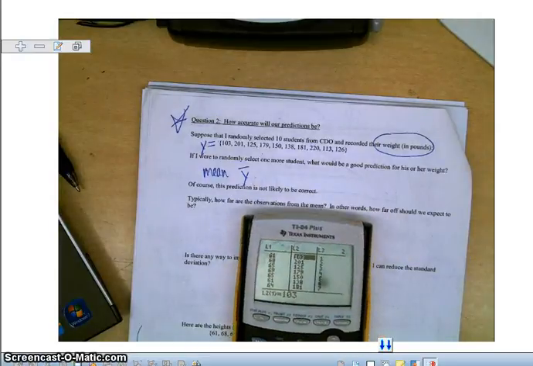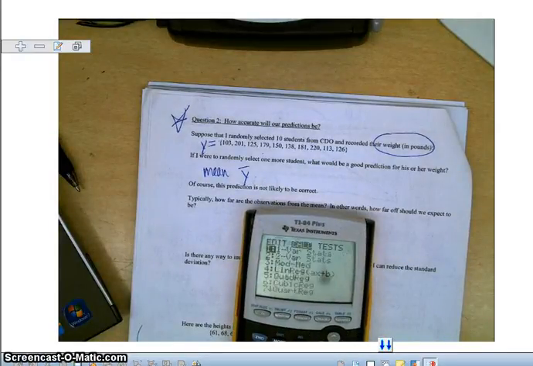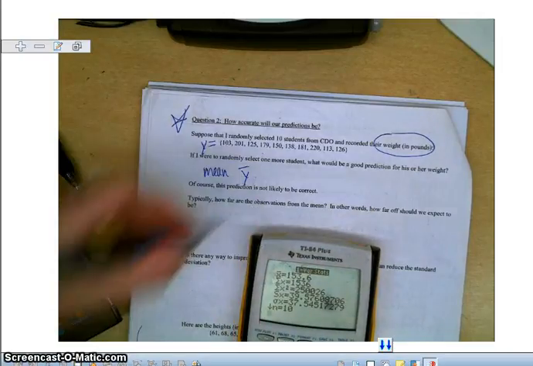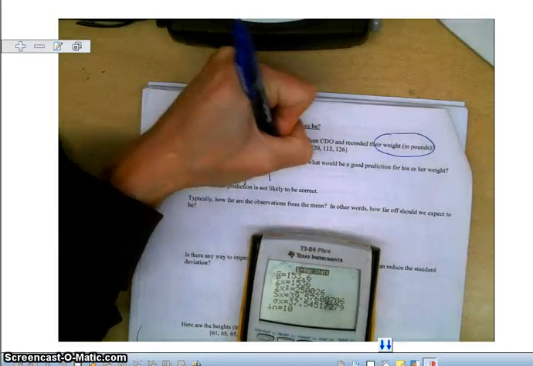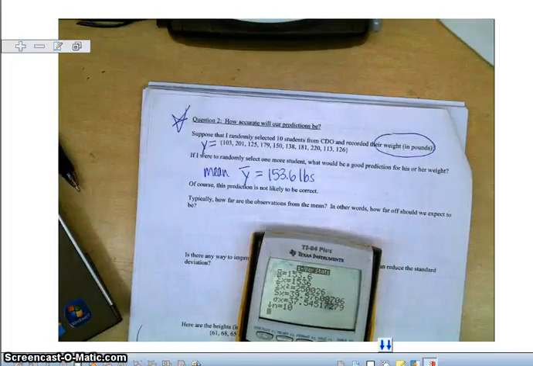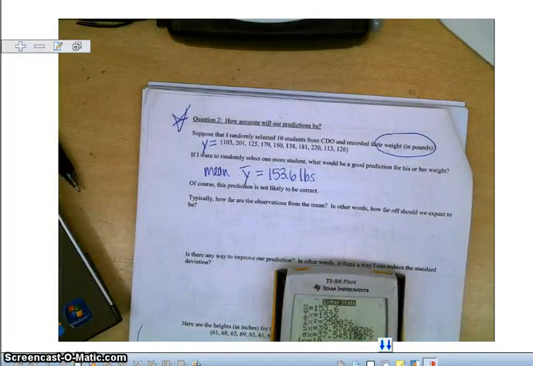So then we can do stat calc 1, just one variable stats, and tell it it's in list 2, and then calculate. And all we want is the mean. The mean is 153.6 pounds. So my best guess for the next person would be 153.6 pounds. But this is not probably going to be right.